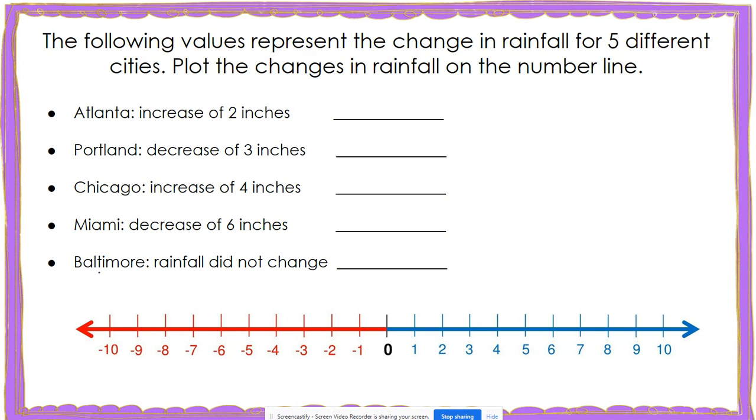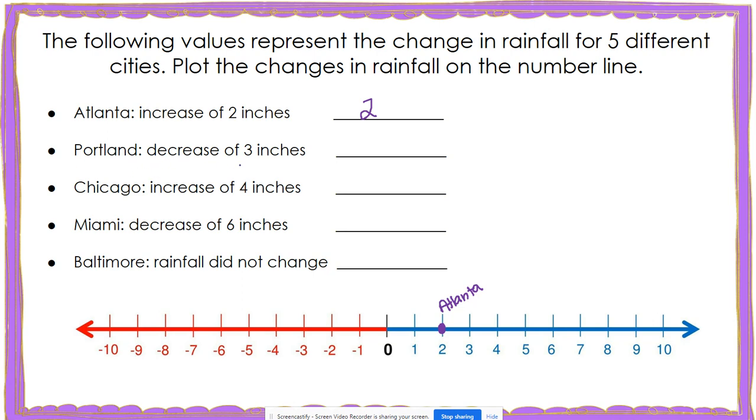When you look at your screen, you see the change in rainfall for 5 different cities. We are going to represent these as integers and then plot those on our number line. Atlanta saw an increase of 2 inches, which means Atlanta, because it increased, had a positive change of 2. To put this on my number line, I would start at 0, and because it's positive, I would move 2 units to the right, and I would place my point, and I'm going to label this for Atlanta.